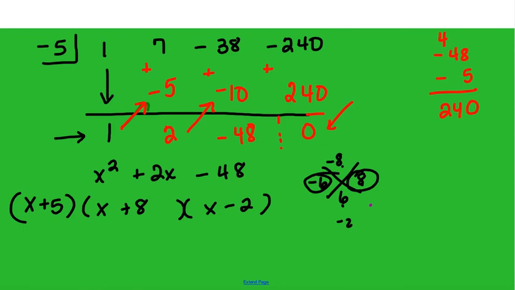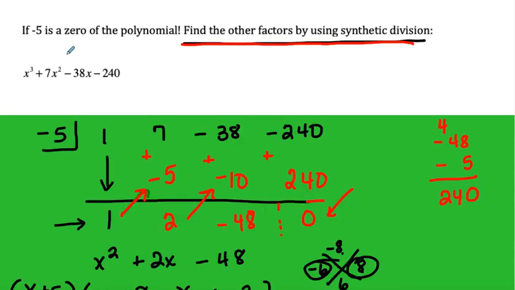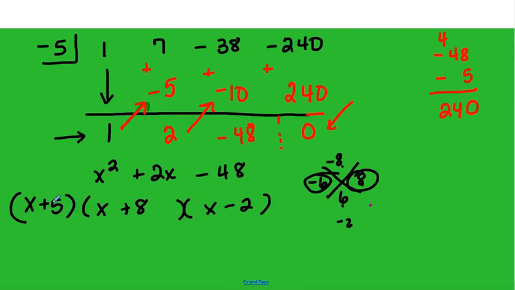And if I multiply them all, I'm going to get a degree 3 polynomial. So I know it could have 3 real zeros. So let's see. I've got -5's a 0, -8's a 0, and 6 is a 0. So I know that my graph is going to cross the x-axis at -5, -8, and 6.